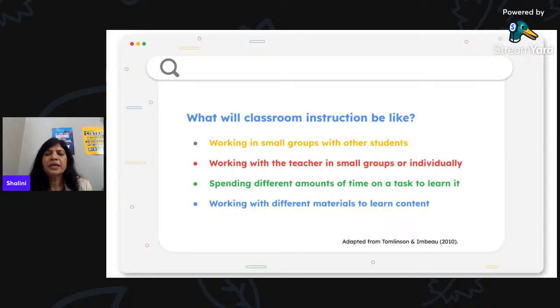Now, what should the classroom instruction be like? We can work in small groups. Students can work in small groups with other students, or they can work with the teacher, in small groups or individually or in pairs. They can spend different amounts of time on the tasks to learn, or work with different materials to learn the content. So materials will be provided by the teacher depending on the readiness level or the interest that different children have in the class.